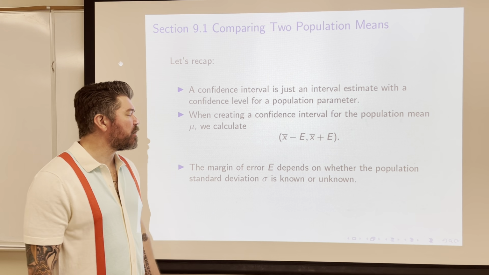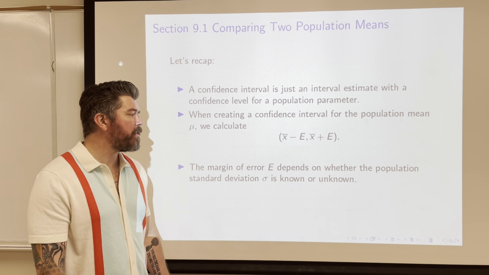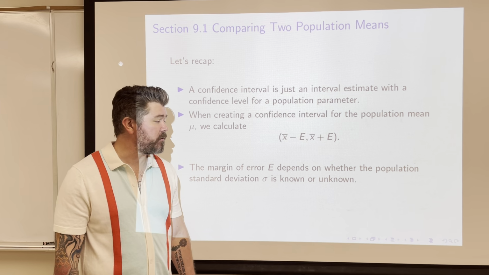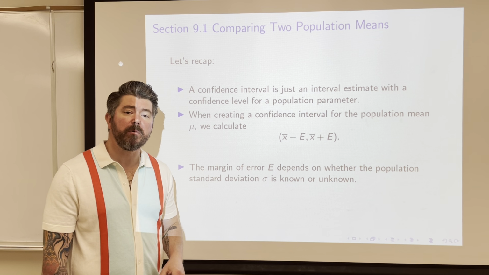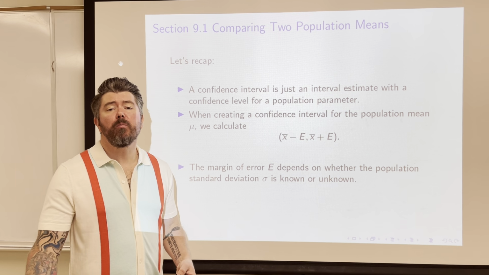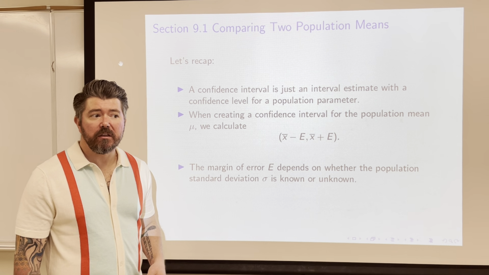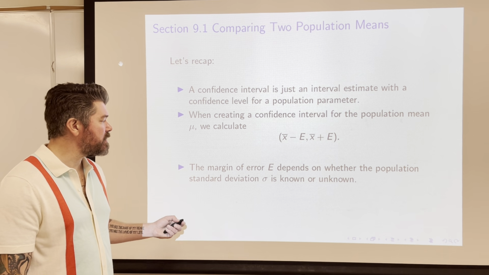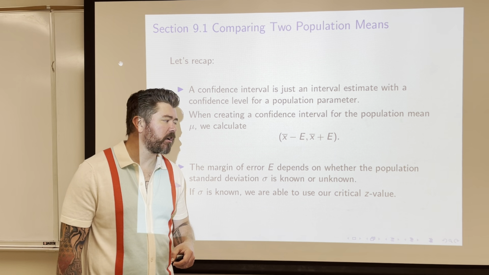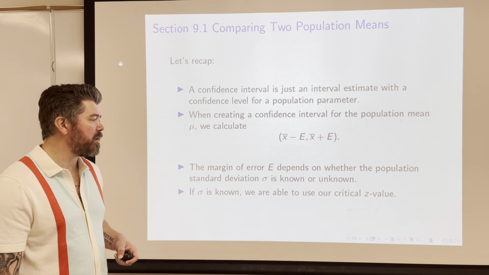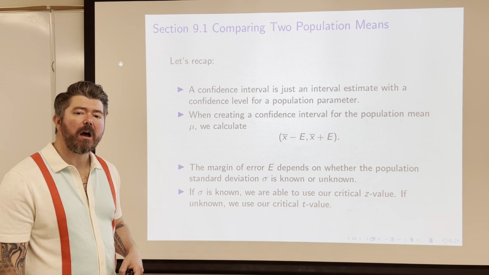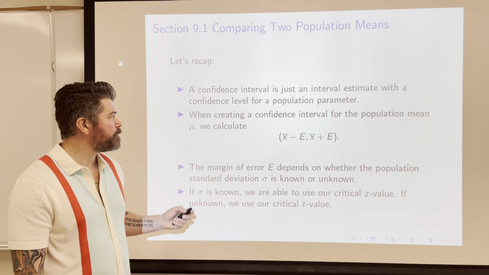The margin of error E depends on whether the population standard deviation sigma is known or unknown. Since this will change our formula, one uses the z distribution, Table B, and one uses the t distribution, Table C. If sigma is known, we are able to use our critical z value, right? This is our Table B. If unknown, we use our critical t value. This is our Table C.